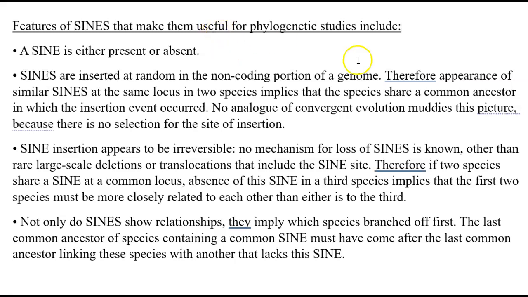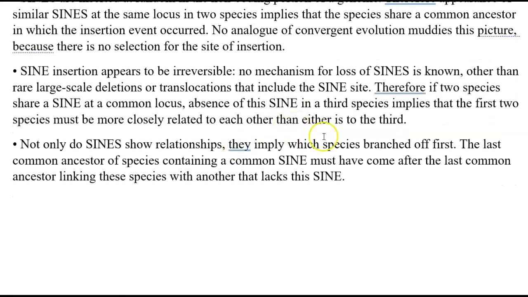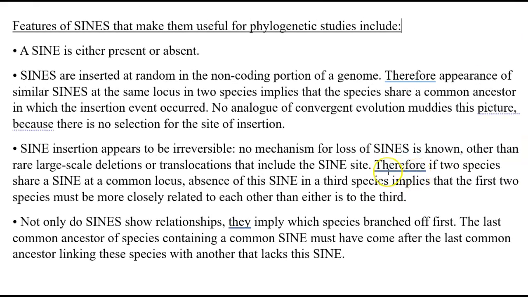And so if that kind of makes sense, that's where they come in, and they appear to be irreversible, so they don't disappear, which is great. Once they're there, they're kind of there. I mean, except for some larger translocations, which would be indicated by a lot of other things missing as well. They also imply the order of who branched off first, depending on when they showed up. So that's why they're used.